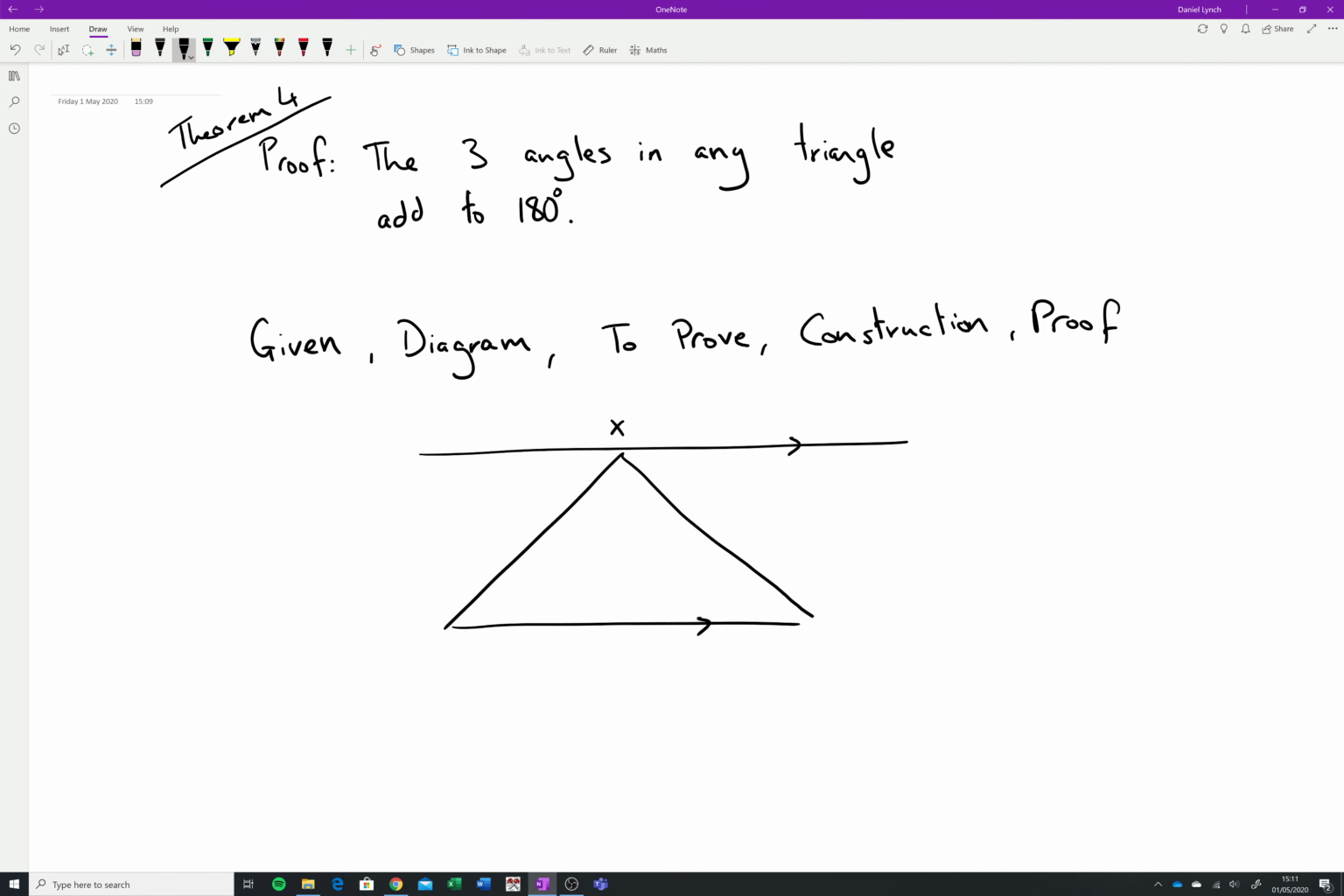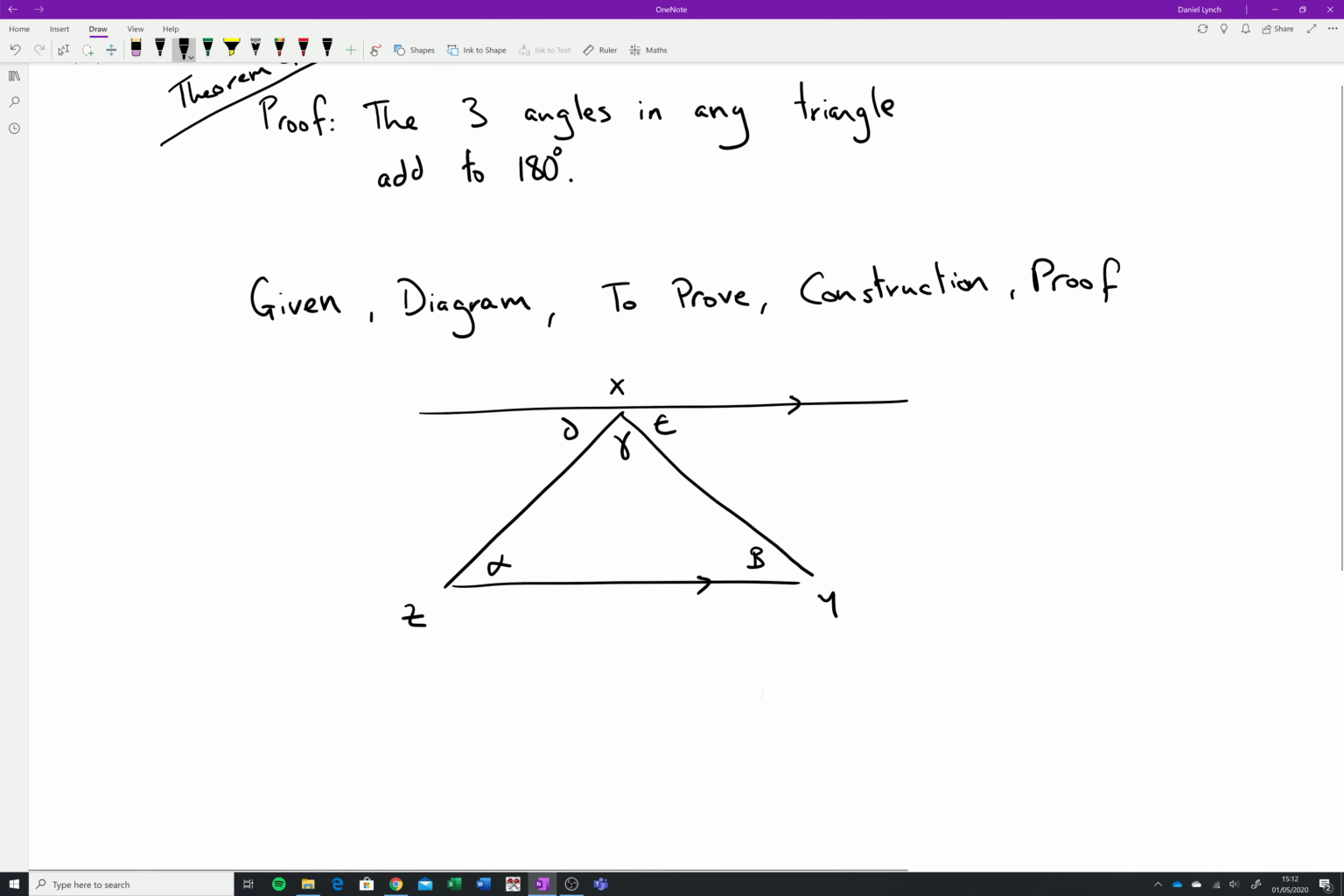So we'll give these things names. We'll call them X, Y, Z, and we will then have inside here, let's call them alpha, beta, gamma. We'll give them those names there, and we'll have delta, and we'll have epsilon there. This is what we should do.